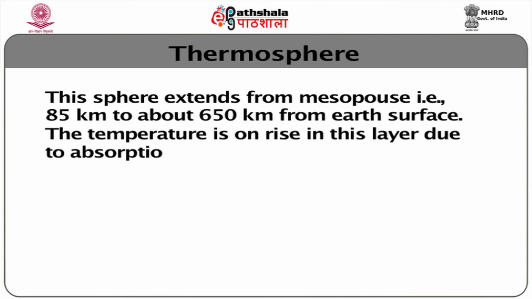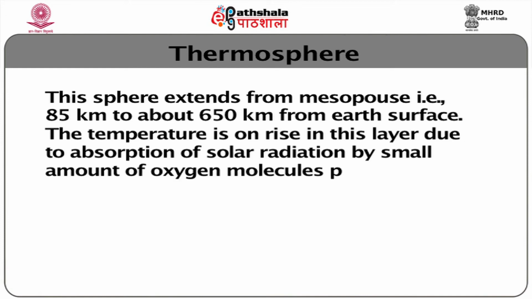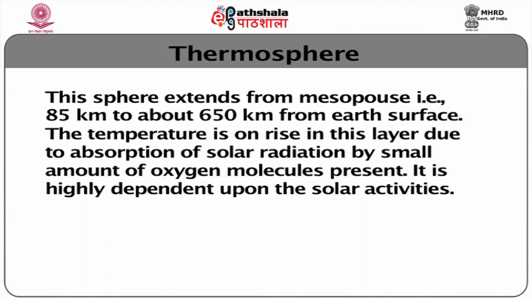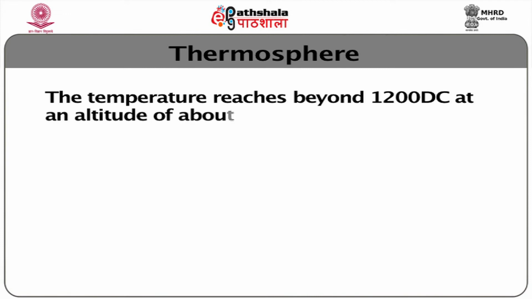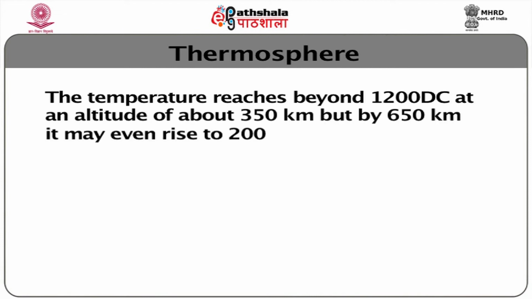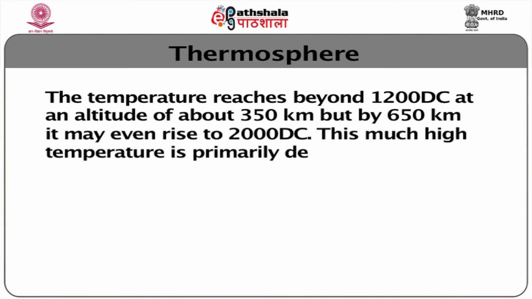The temperature is on the rise in this layer due to absorption of solar radiation by the small amount of oxygen molecules present. It is highly dependent upon solar activities. The temperature reaches beyond 1200 degrees Celsius at an altitude of about 350 kilometers, but by 650 kilometers it may even rise to 2000 degrees Celsius.